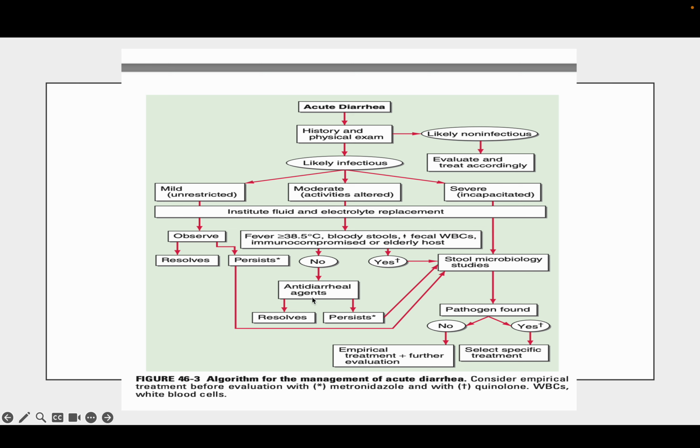So this is one of the most important slides I am keeping. Before starting an antidiarrheal drug, always rule out fever, bloody stools, fecal WBC, immunocompromised host, and elderly host. Then you can go for antidiarrheal therapy. If any of this is present, go for a stool pathogen. If a specific pathogen is found, go for specific treatment. Otherwise, go for empirical treatment. So this is a very important thing I am highlighting.